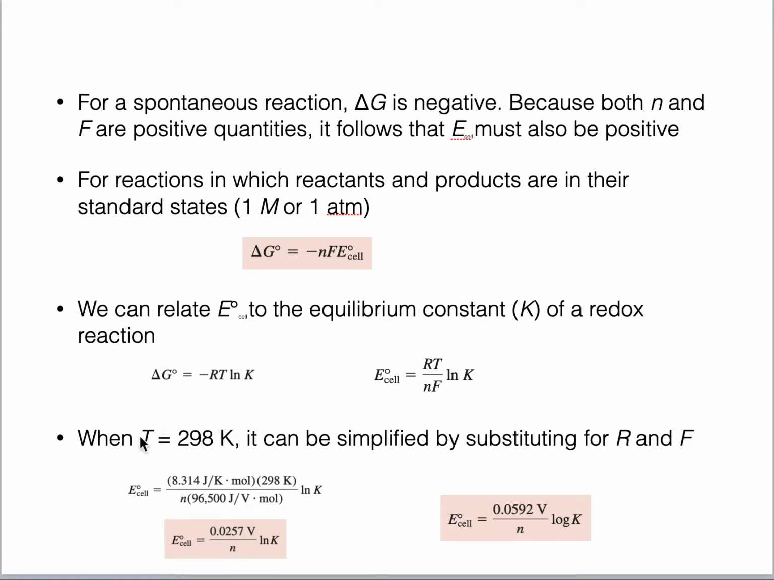Now, if the temperature is also standard, that is 298 Kelvin, we can put this in this equation. R is the gas constant, the temperature is 25 degrees centigrade, that is 298 Kelvin, and we can keep n as it is, changeable, and F is Faraday's constant, which is 96500 joules per volt per mole. This is Faraday's constant, the charge on 1 mole of electrons, and we can get 0.0257 divided by n into natural log of K.